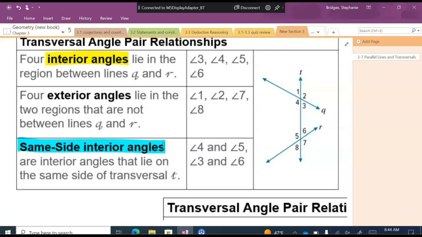What about the other side? 3 and 6. Okay, and it even says so in the box next to it. Angles 4 and 5 are same side interior angles, and so are angles 3 and 6.